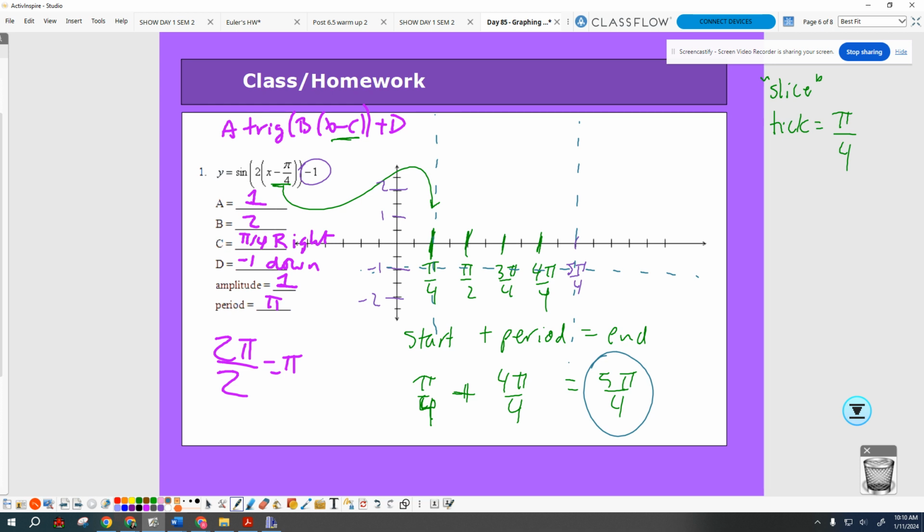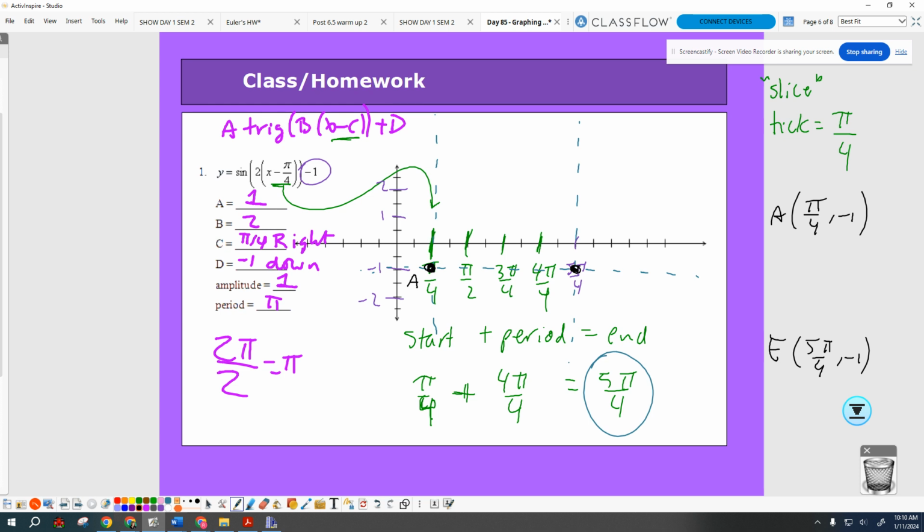Well, this is a sine function. Do we start high, low, or in the middle? In the middle. All right, so we're gonna start in the middle, which means we also have to end in the middle. My starting coordinate is pi over 4, -1. My ending coordinate is 5 pi over 4, -1.